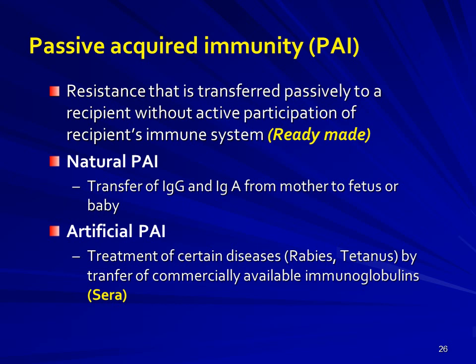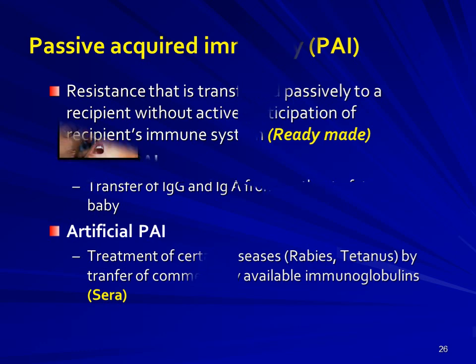So to denature this tetanus toxin, antibiotics are of no use. So we have to give the antibodies against the tetanus toxin. That's why the tetanus anti-serum has to be given to these individuals. Like this, even for hepatitis B virus, and for diphtheria, we have the diphtheria immunoglobulins to treat. So in case of artificial passive acquired immunity, the ready-made antibodies which are available commercially in the form of sera will be given to treat certain conditions like rabies, tetanus, diphtheria, hepatitis, and so on.